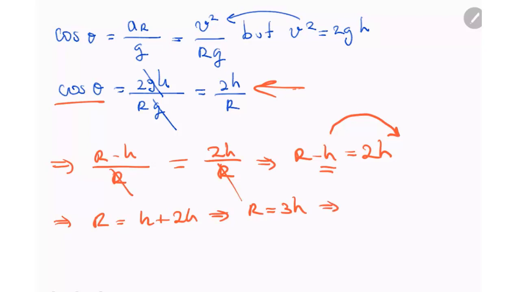Well, h is equal to, this 3 is multiplying. We are going to send it to the other side of the equation, dividing. That means that we get 1/3 of r. So the distance h, where the particle leaves the sphere, is 1/3 of the radius. That's the distance.